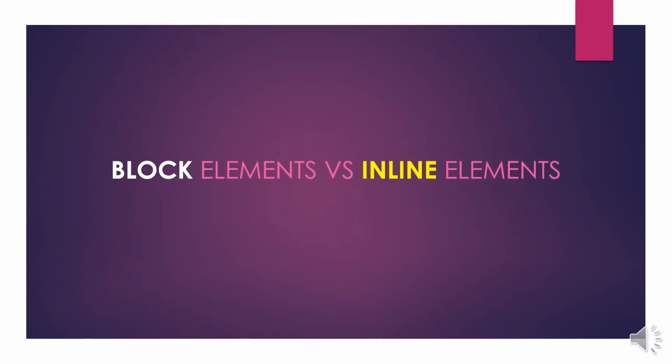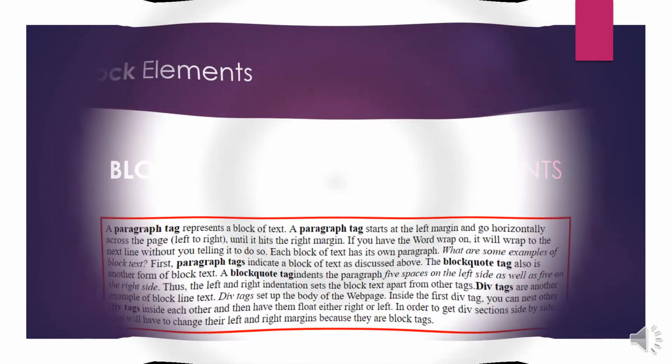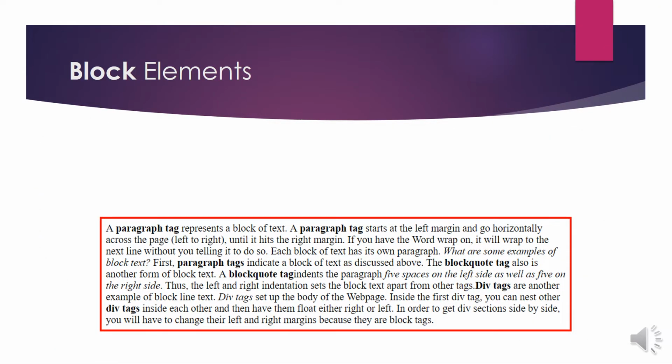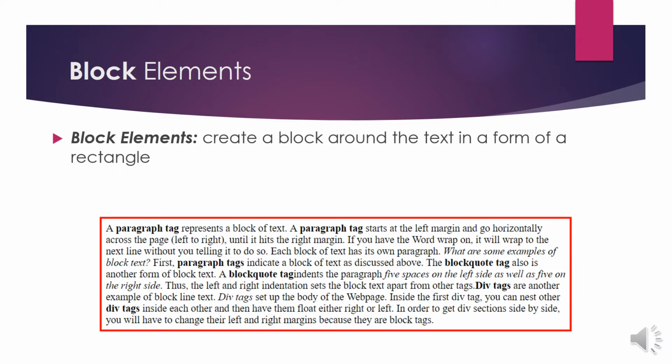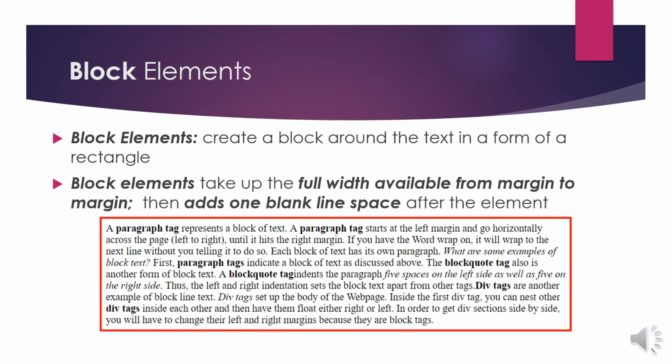Now that we've looked at our sections, let's talk about block elements versus inline elements. Block elements create a block around the text in the form of a rectangle. Block elements take up the full width available from left margin to right margin, and then it adds one blank space after the element. In the example given below, the image, you're going to see that a paragraph tag is a block element. It runs from the left margin all the way across to the right margin.